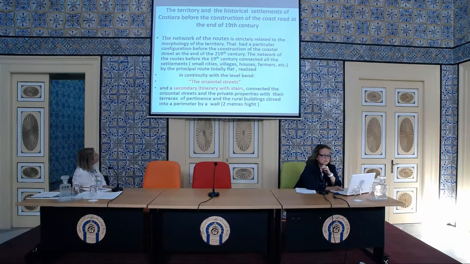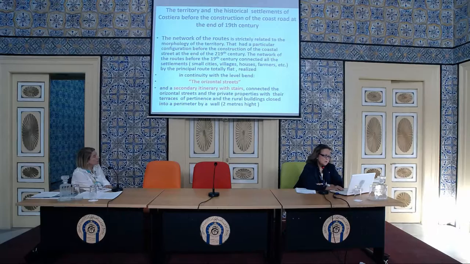The territory and the historical settlement, this is the first objective realized today. The network of the route is strictly related to the morphology of the territory that had a particular configuration before the construction of the coastal street at the end of the 19th century. The network of the route before the 19th century connected all the settlements, small cities, villages, houses, farms by the principal route, totally flat, realized in continuity with the level band, the original street, and a second itinerary with stairs, connected with the horizontal and the private property with their terrace of pertinence and the rural building, closed into a perimeter by a wall, 2 meters height.